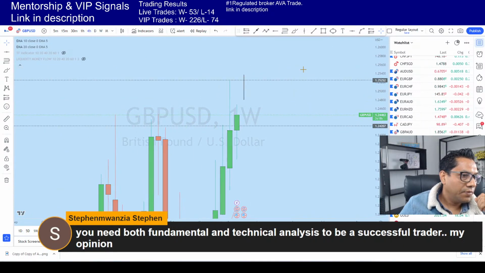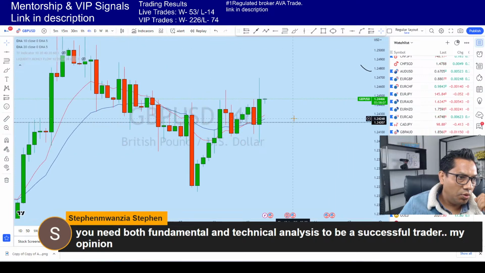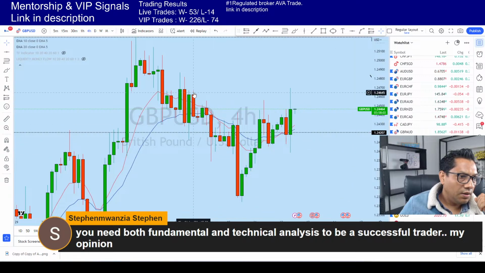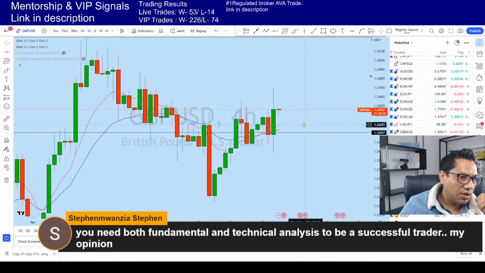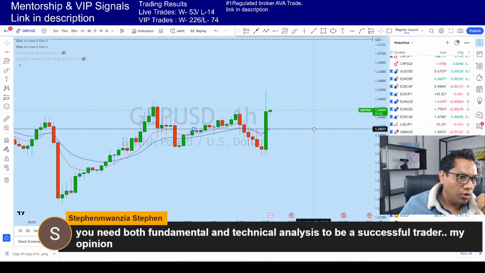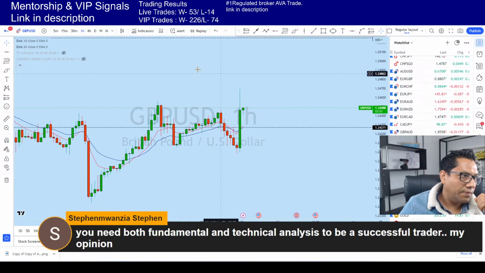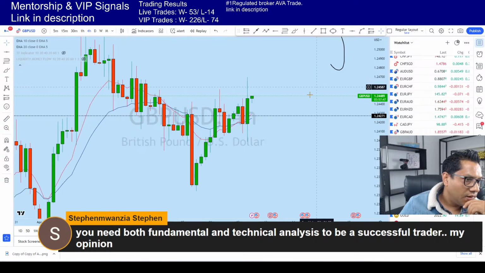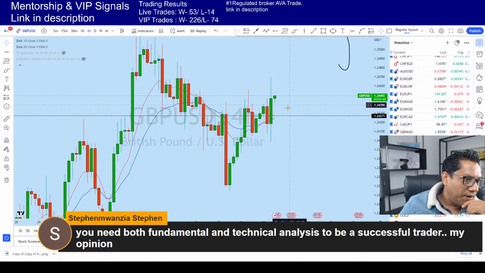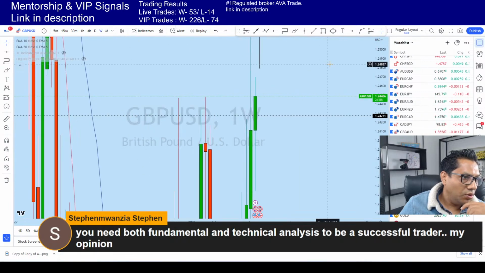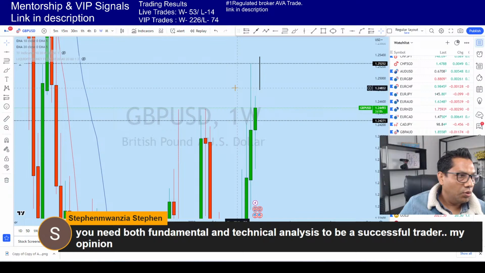GBP USD has formed a big bullish engulfer. This is a news candle, which is in fact a big bull candle. So in all of them, I see that GBP USD is currently showing a very good bullish movement to the upside. We might see a pullback to this level on this one. If I look at the weekly, yeah, this is a bullish market.